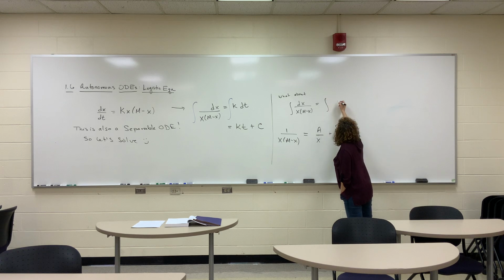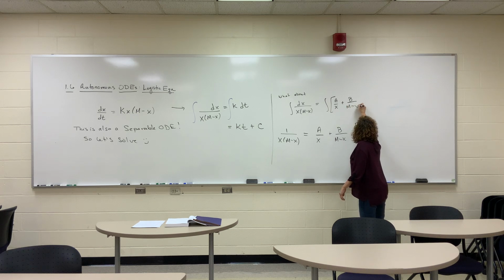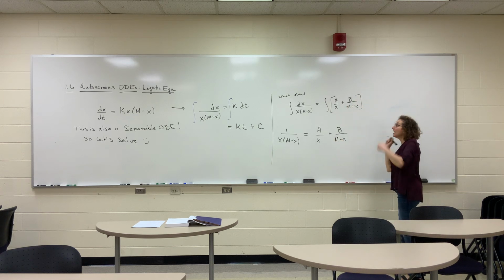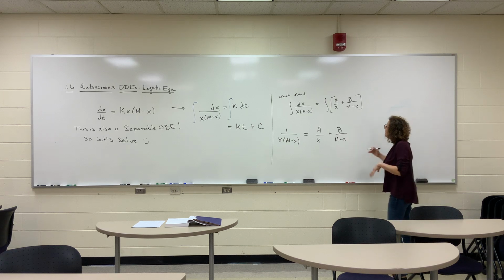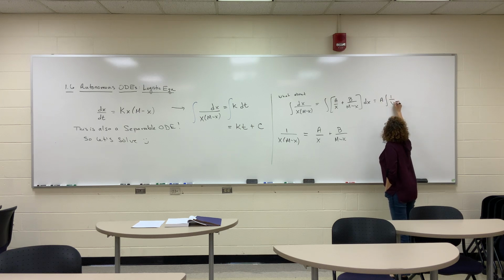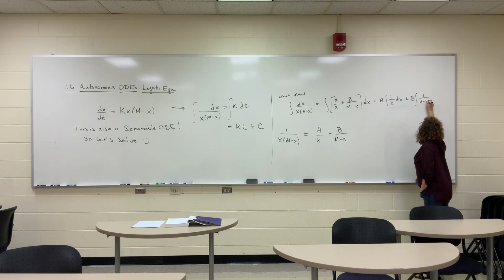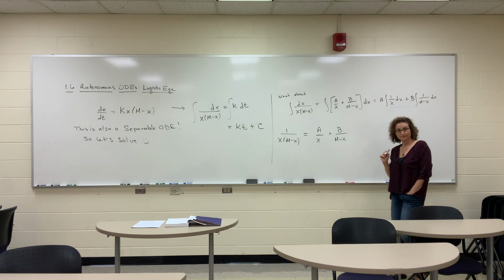So this is the same as the integral of a over x plus b over m minus x, dx, right? Because that over the same denominator is the same as 1 over that dx. These letters might be freaking you out, but as long as you know what each letter means, you're good to go. a is a constant, right? So this is equivalent to a times the integral of 1 over x dx, yes? Plus, b is a constant, so b times the integral of 1 over m minus x dx, yeah?